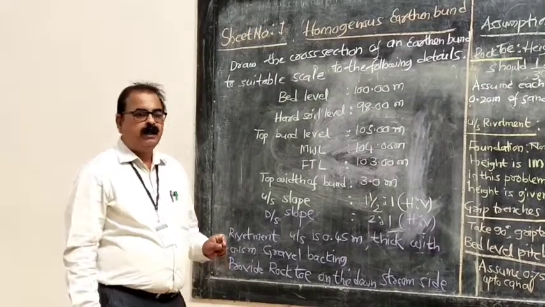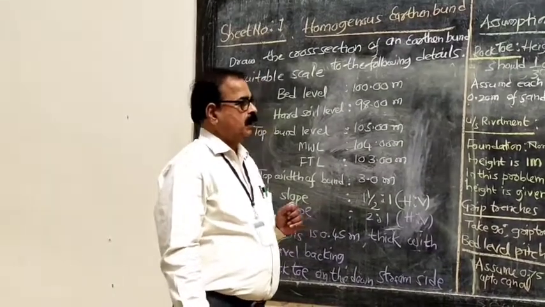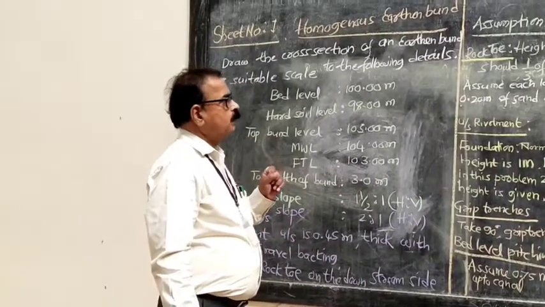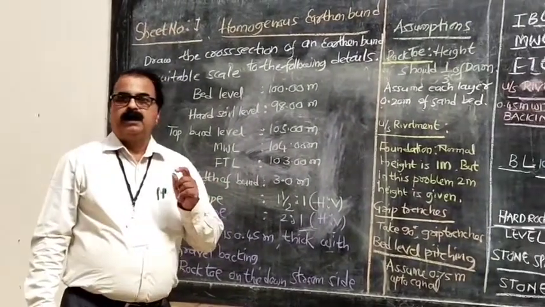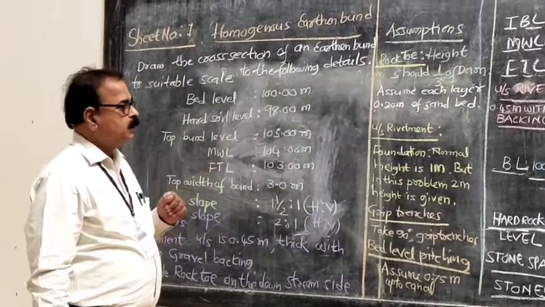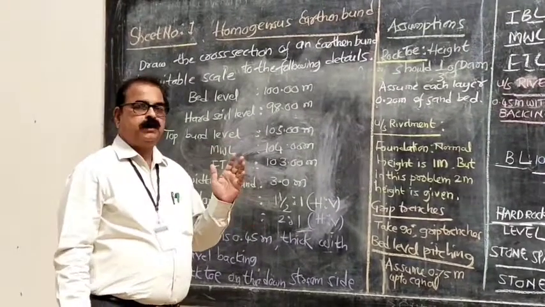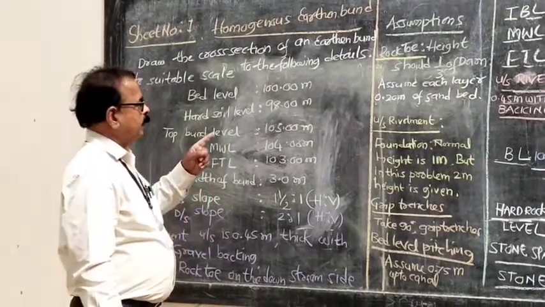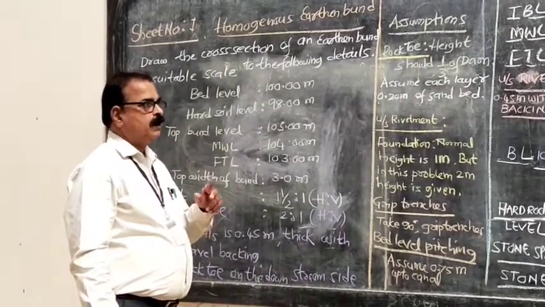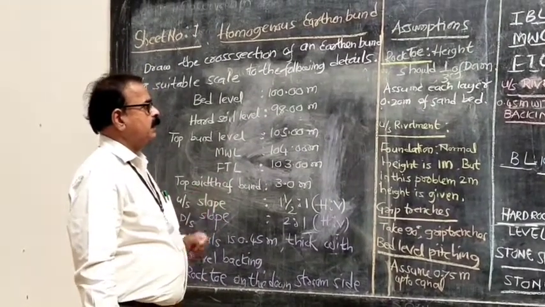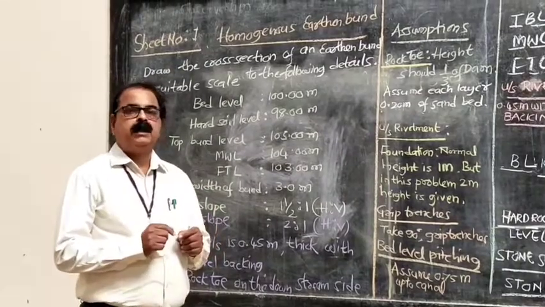To draw this drawing, we have to assume some of the components. Rock toe height should be 1/3 of the dam height H, where H is the difference between the top bund level and the bed level. We assume each layer of the rock toe as 0.20 meter, which will be covered with the sand bed.